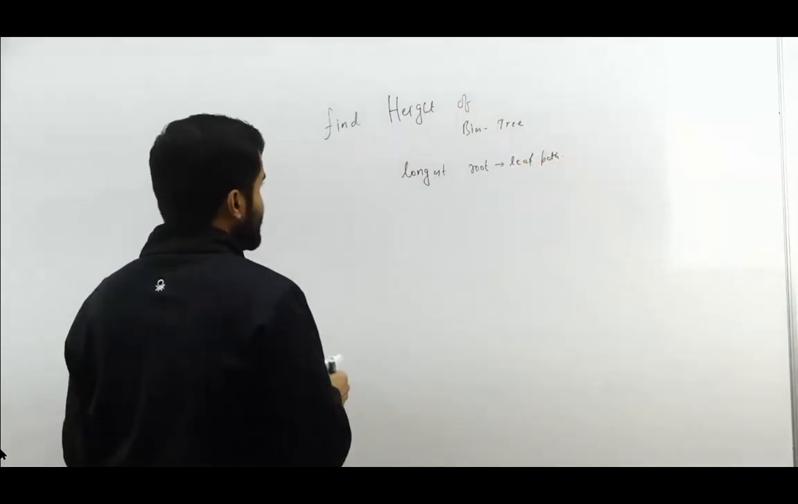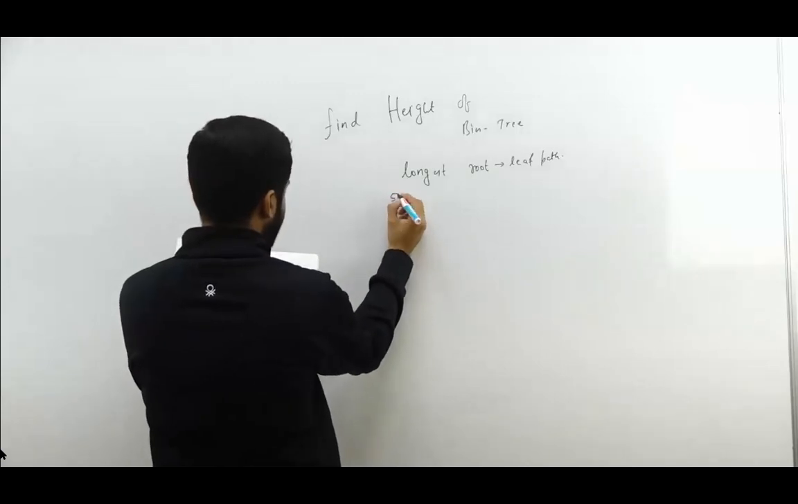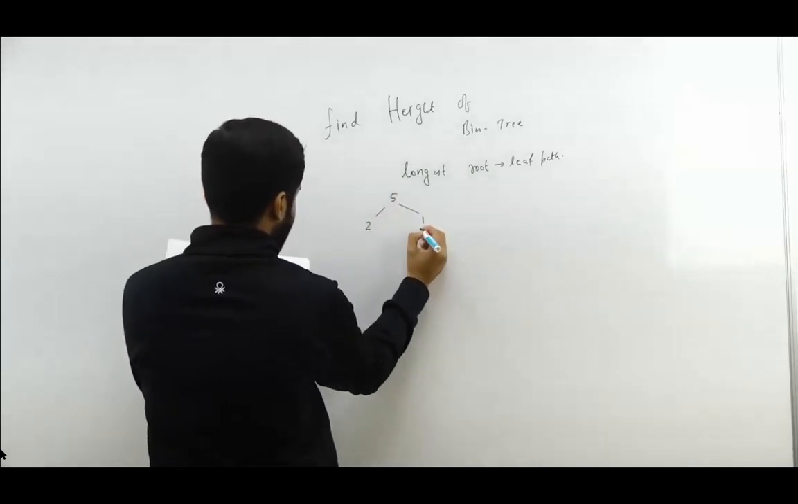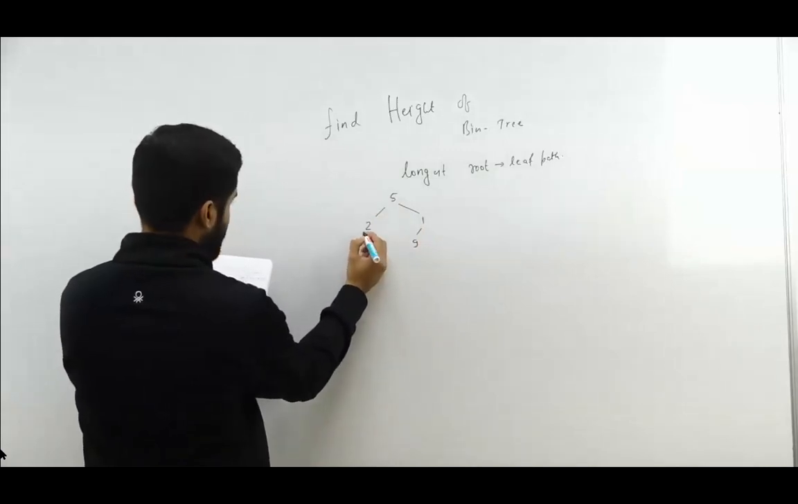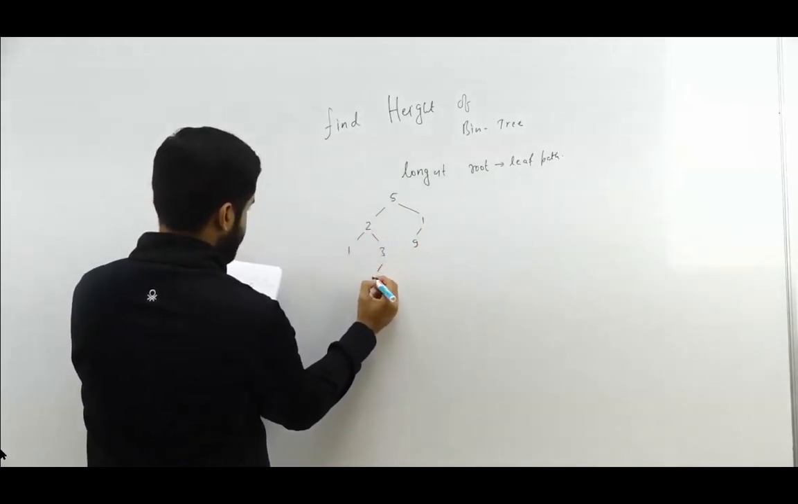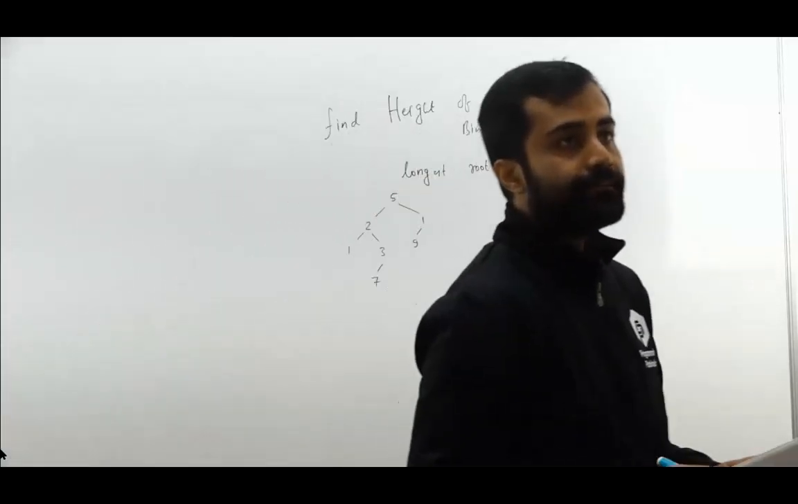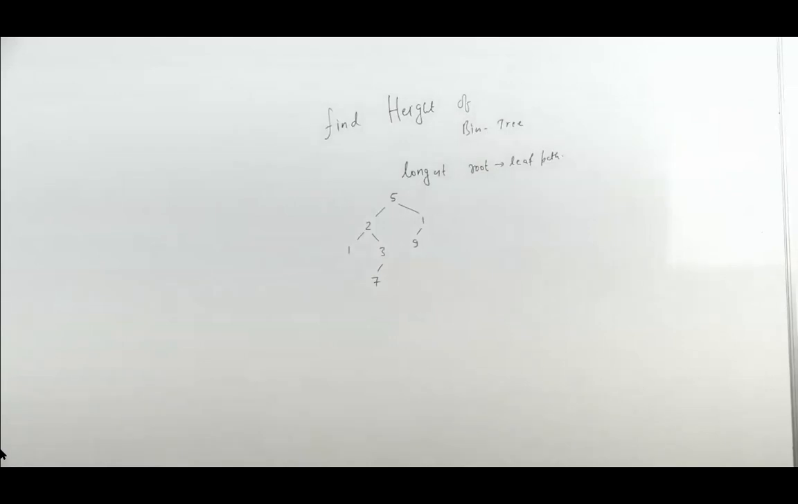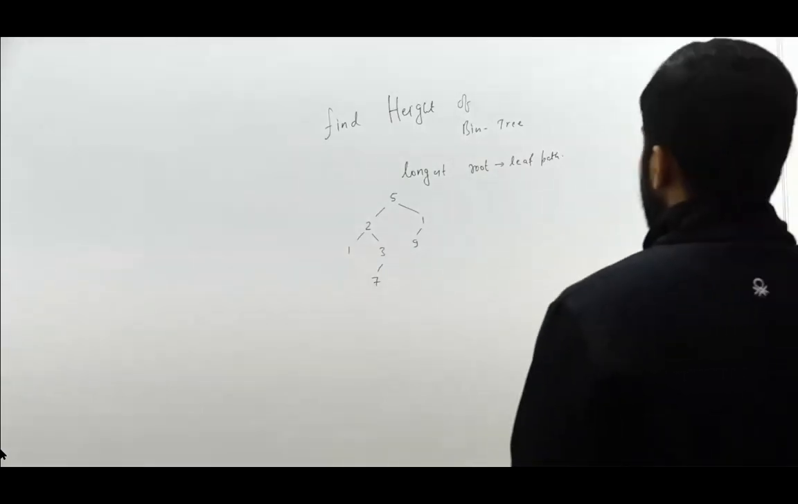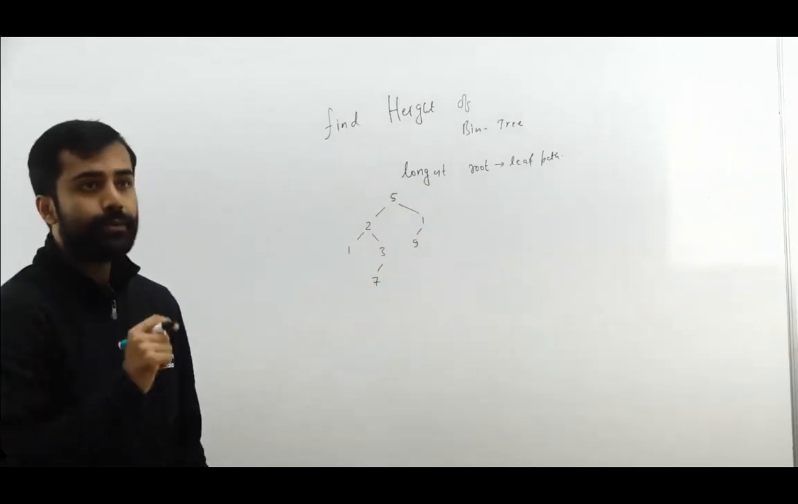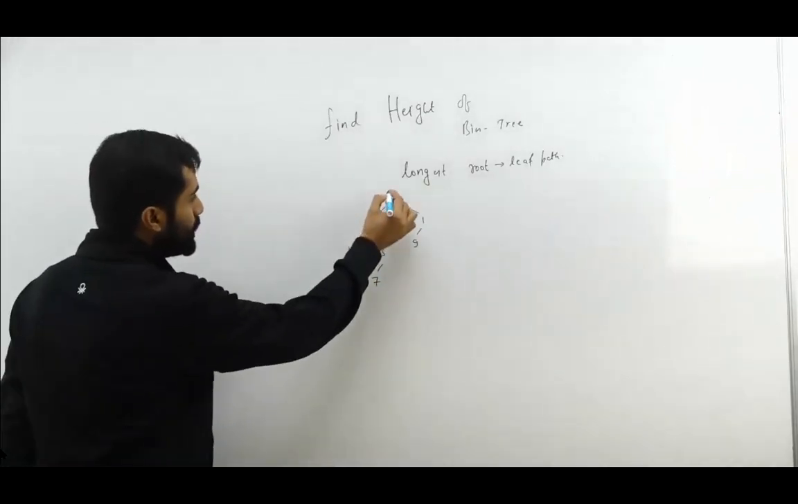Okay, so let's take a quick example. Let's say we have 5, 2, 1, 9, and you have 1, 3, and 7. So this is your binary tree. Can you tell me the height of this binary tree? It looks like some of you are saying 4 and some of you are also saying 3. So let me tell you one thing. What is the longest root to leaf path over here? The longest root to leaf path is this one.